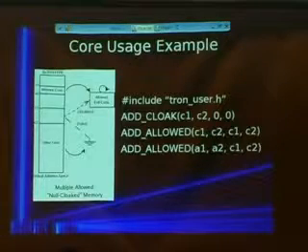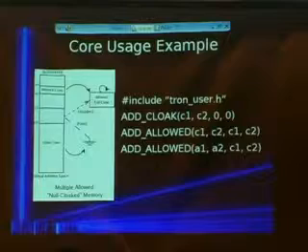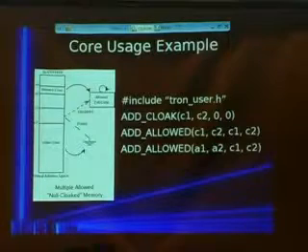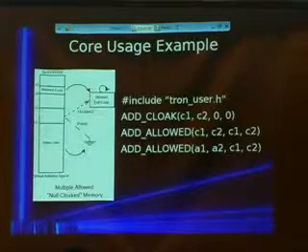You include the Tron header file. You add the cloak between C1 and C2, saying that it's going to be backed by null memory. And then you add allowed between C1 and C2 to access C1 and C2. And then you also add allowed between A1 and A2 to access C1 to C2.